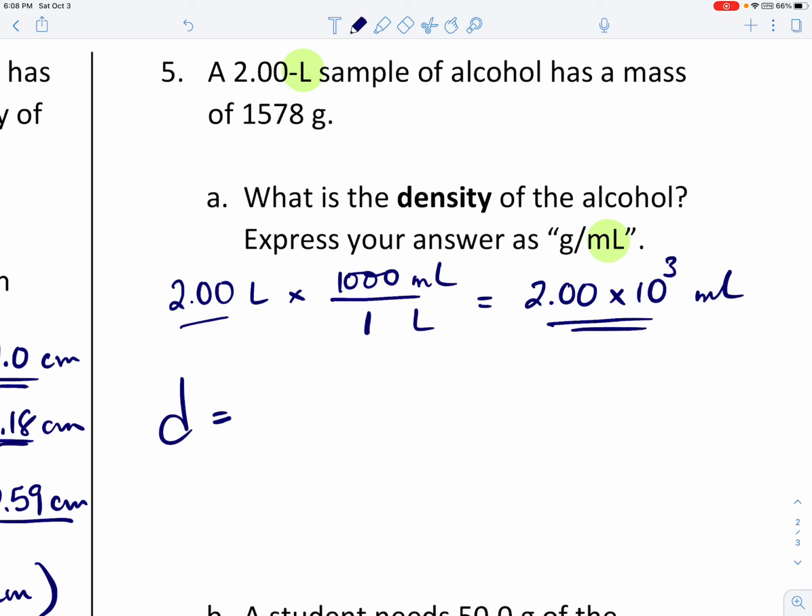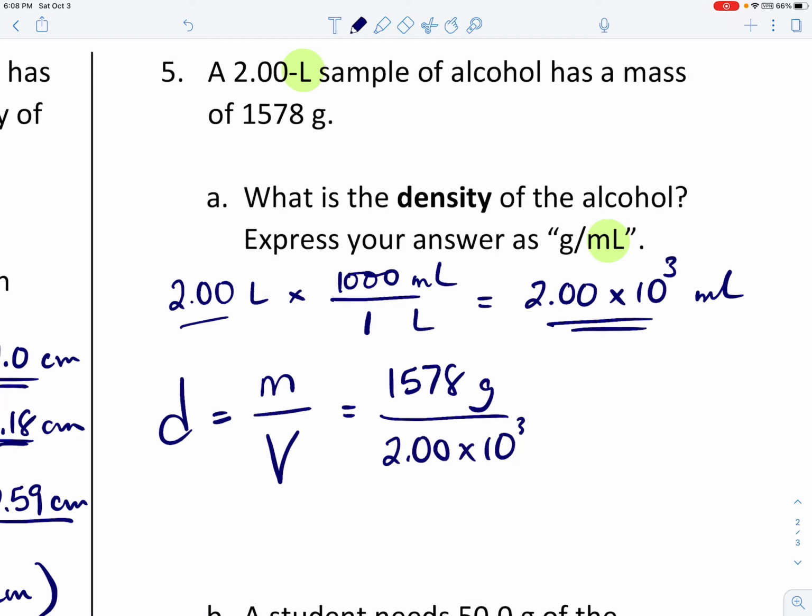So now we want the density. When you're calculating density, this is the only time where we use the formula for density. So we'll say density is mass over volume. Be sure you write the formula. And now let's put our numbers in. The mass was 1,578 grams divided by the volume, which was 2.00 times 10 to the 3 milliliters.